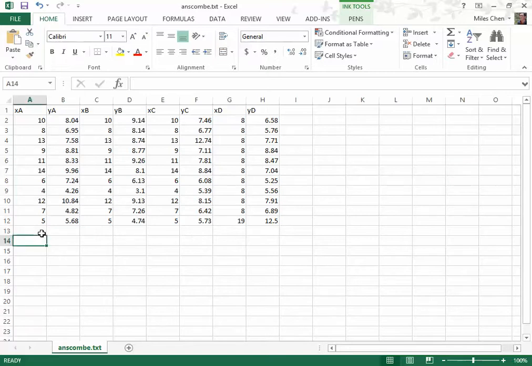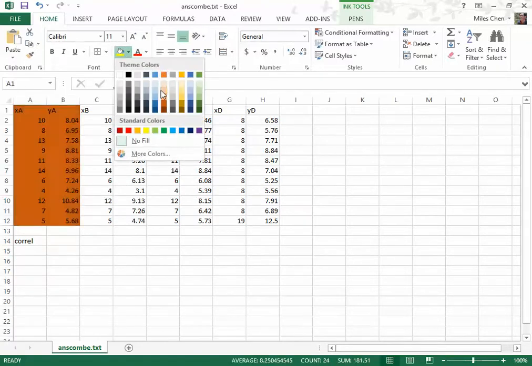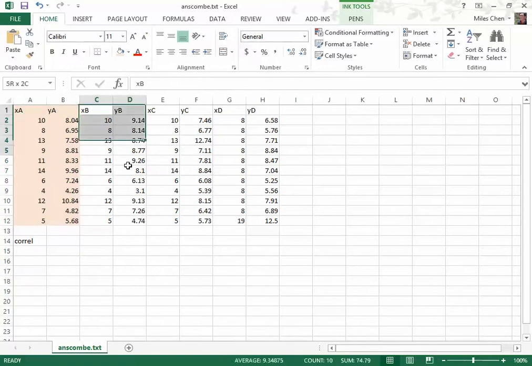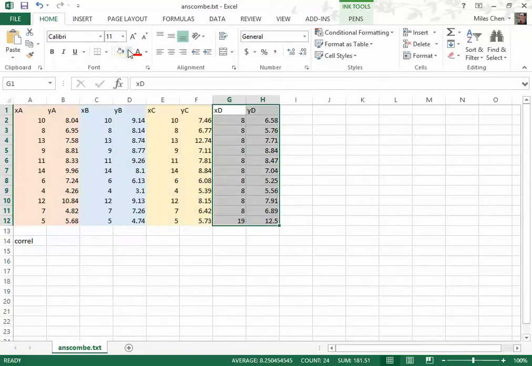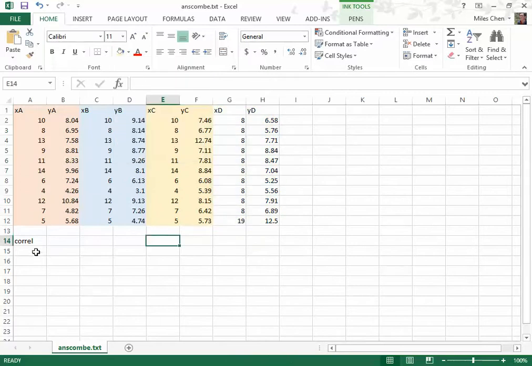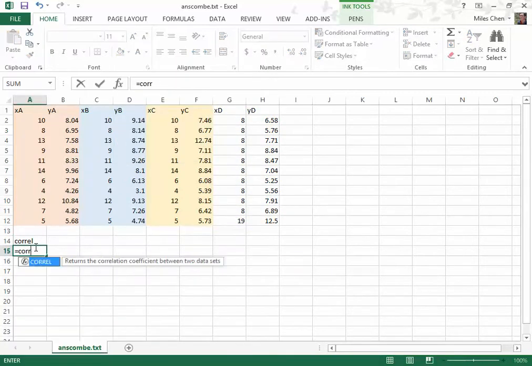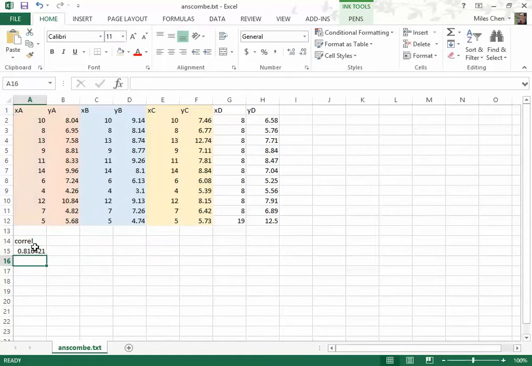Okay, so I'm going to do some correlation calculations here. I'm going to just highlight these. This is one variable and another variable, and then this is another 2. I've got 4 different data sets. Each of them has 11 data points in them, and we're going to calculate the correlation for each of these data sets. So if I do the correlation of A2 to A12 and B2 to B12, the correlation value is 0.816.